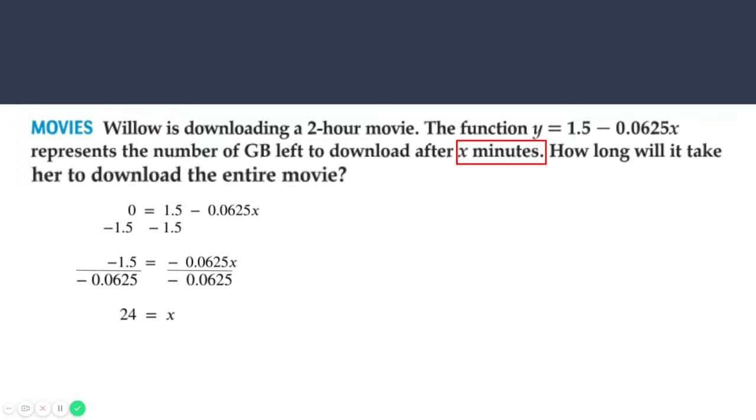So what is 24 equal to x again? Well, if I look back up at the word problem with the red box that I have there, it says x represents minutes. So this means it will take 24 minutes for Willow to download this 2-hour-long movie. And of course, since it's a word problem, it does require a word explanation. Give a short sentence of what it means.